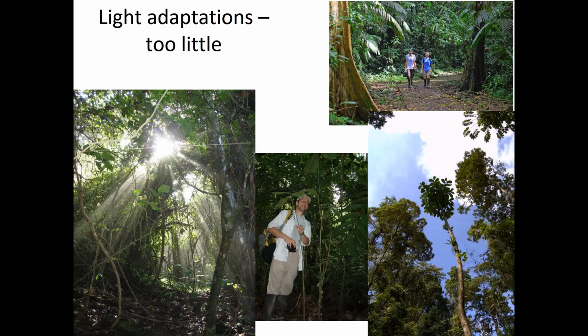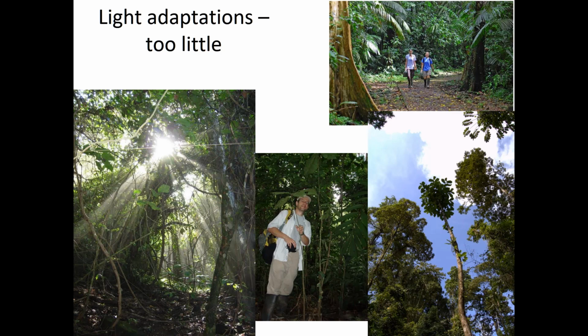So let's talk about the first one of these environmental aspects that a plant has to deal with. That is access to light. And what I'm going to do for the rest of this presentation is talk about adaptations for cases where there's too little light. Then I'm going to talk about adaptations where there's too much light.